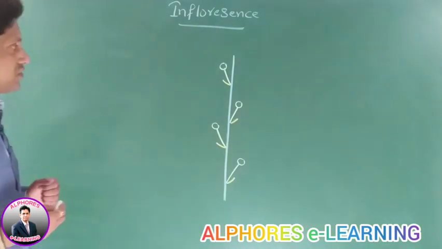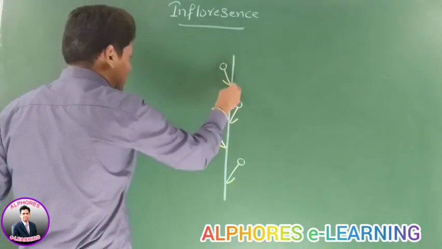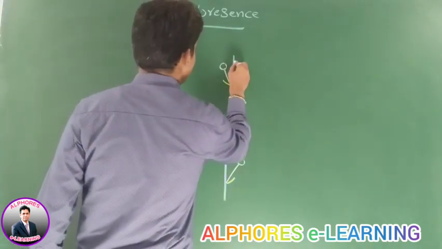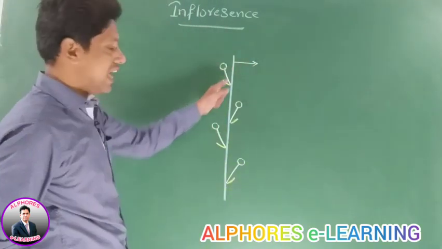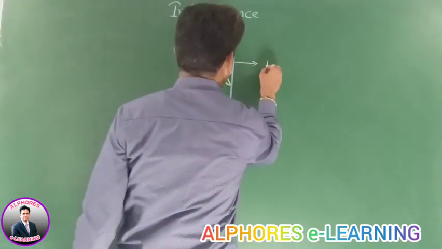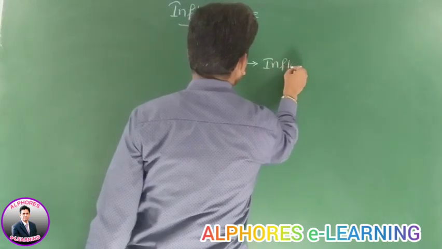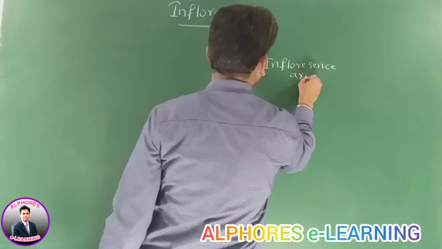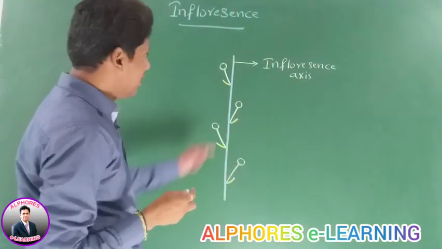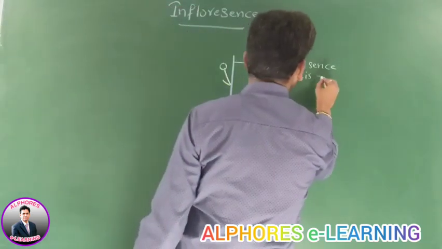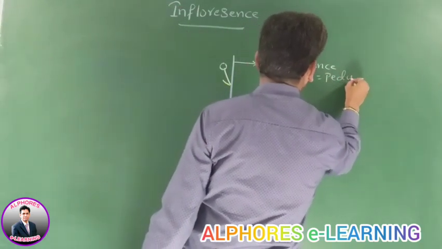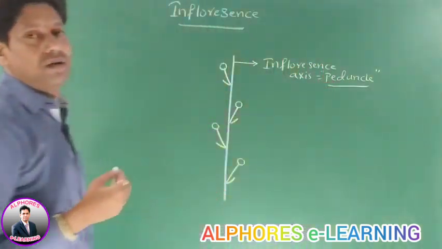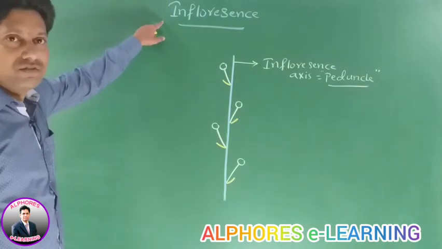Now, see this statement. This axis is called the inflorescence axis. This inflorescence axis can even be called a peduncle. What is the inflorescence axis called? Peduncle.